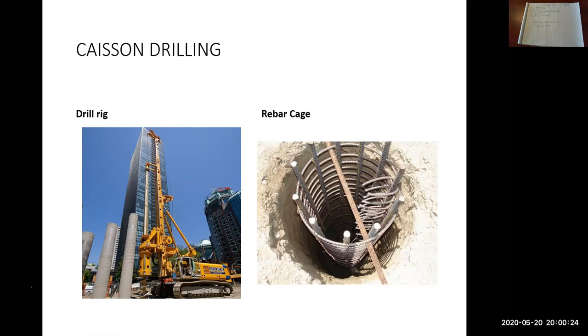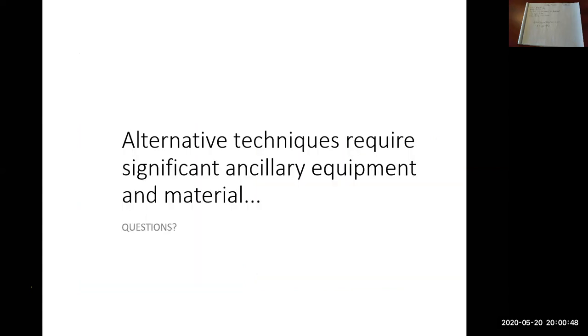Yeah, it could help with keeping water out. That's true, yes. So adding a casing or a steel pipe could help prevent or reduce the amount of water. You'd still have a little bit of water coming in from the very bottom, but theoretically you would have none coming in from the sides. So alternative techniques require significant ancillary equipment and materials.